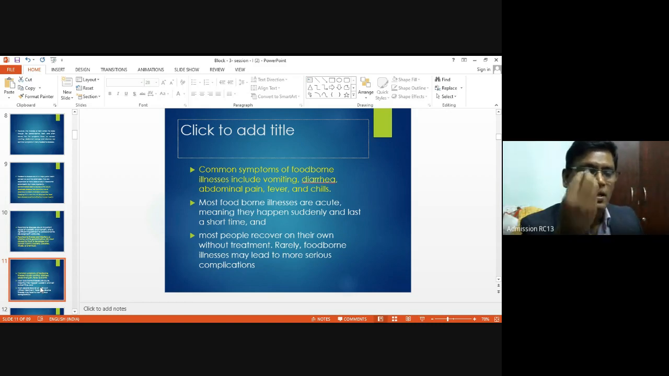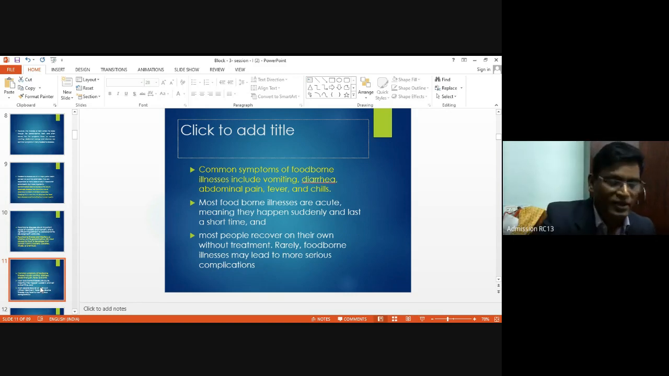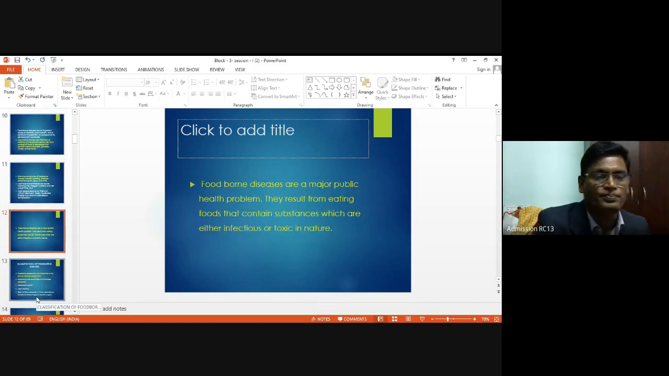So whenever an acute infection happens, we can notice a sudden, short-lived expression of the symptoms. Most people recover on their own without any treatment. Sometimes after food poisoning, if it is minor and not major, the individual can recover without any major treatment. Rarely, the foodborne illness may lead to more serious complications, but usually the individual recovers in 1 or 2 days or a few days.